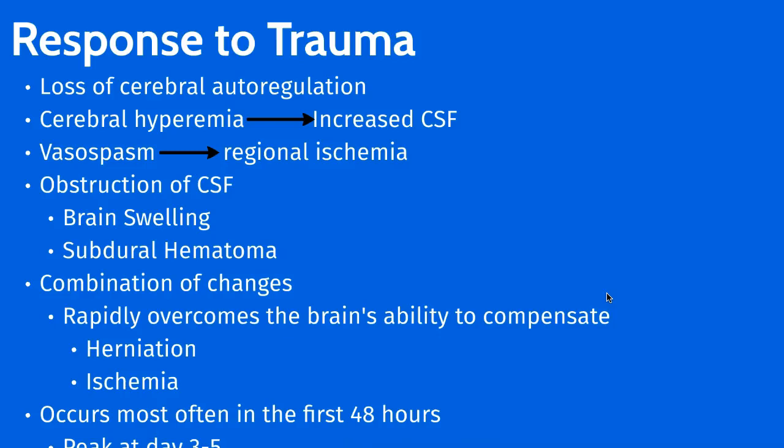And lastly, you can also have vasospasm. Vasospasm can happen in segments of the brain, resulting in regional ischemic injury. In addition to this, you can also develop obstruction of your CSF, and this could just be due to brain swelling alone, or as I mentioned, cerebral hematomas that cause significant midline shifts. The combination of these changes results in the brain's inability to compensate very quickly, and this can result in herniation syndromes and ischemia. Most often, this is going to occur in the first 48 hours after injury, but it can peak as late as day 5. So you need to keep that in the back of your head.